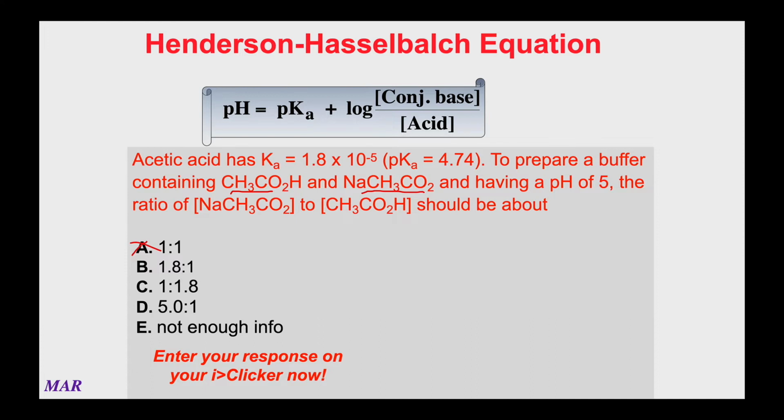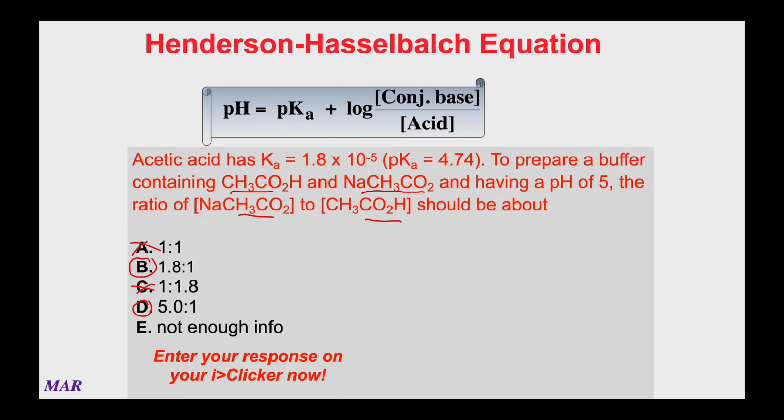So what that means is we need more base relative to acid, all right? More base relative to acid. That's what fine-tuning the log of base over acid is. More base over acid will make our pH more basic. So when it says the ratio of base to acid, well, we don't want more acid relative to base. That would make the pH go less than 4.74. It's going to be either B or D. You want more base relative to acid.